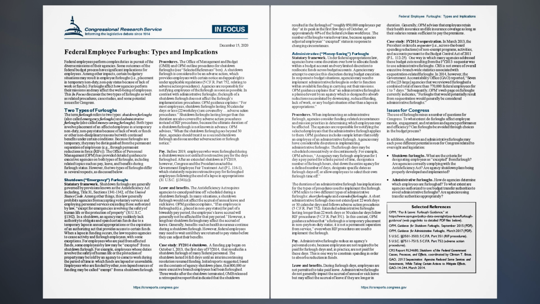Procedures. When implementing an administrative furlough, agencies consider funding-related circumstances and mission priorities in determining which employees may be affected. The agencies are responsible for notifying the selected employees that the administrative furlough applies to them. OPM guidance includes sample letters that notify an employee of an administrative furlough. Agencies may have considerable discretion in implementing administrative furloughs.